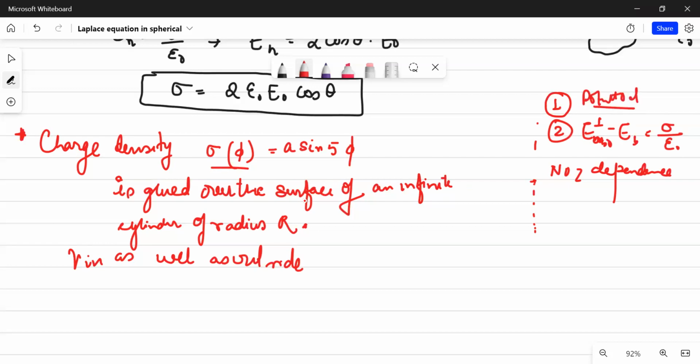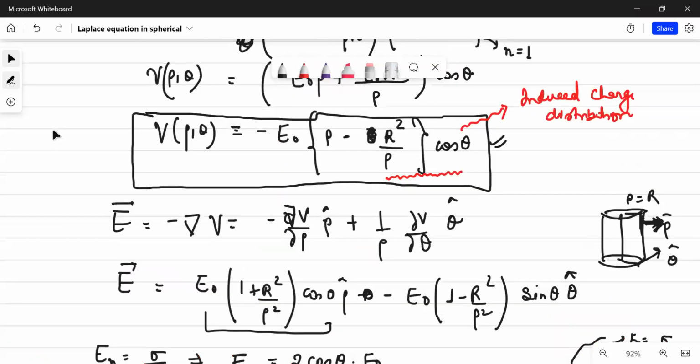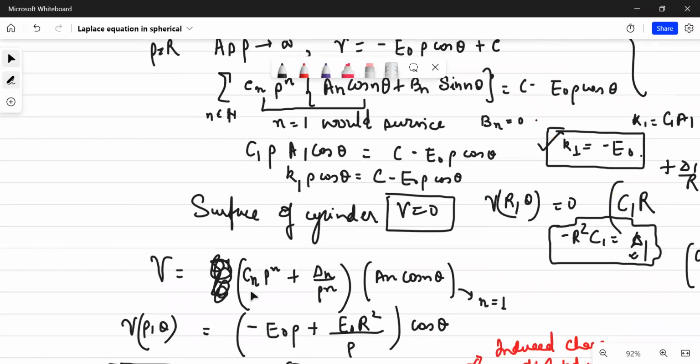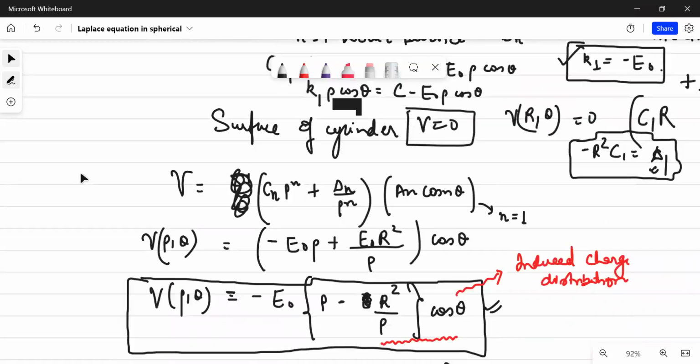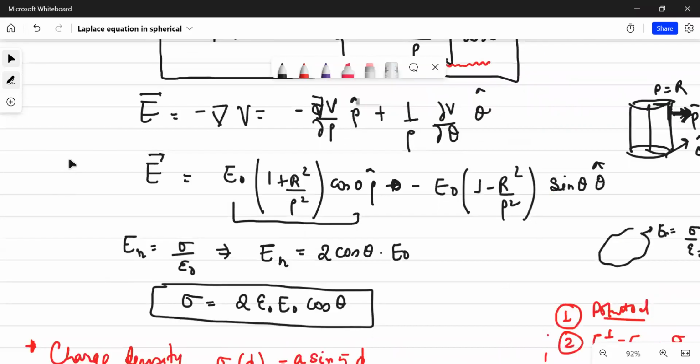And here you can see that I'm not placing this cylinder in an external electric field. So now you can see that your inside potential can be written as simply the first term, that is C n rho n, a n cos n theta plus b n sin n theta. This will be your inside potential. And outside your potential will be governed by d n upon rho n, a n cos n theta plus b n sin n theta. So I'm giving it to you as a homework. If you can solve it, fine. If you cannot solve it, leave it to me.